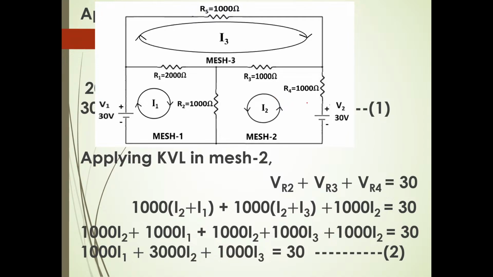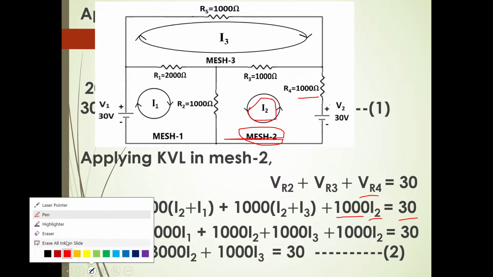So now, what is the current flowing through R4? R4 is not between any two meshes. It is only restricted to mesh 2. It is only in mesh 2. So what is the current in R4? I2 current will flow in R4. So what is it? VR4 is equal to R4 value, 1000, into what is the current? I2, is equal to 30. Okay. Now expand this equation.